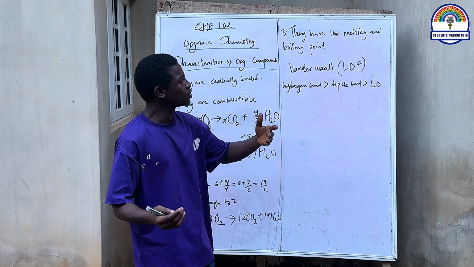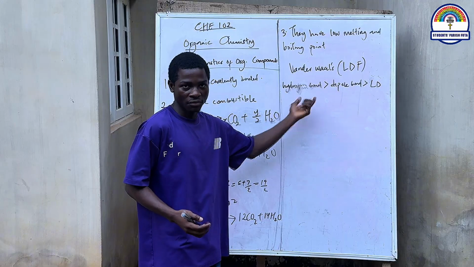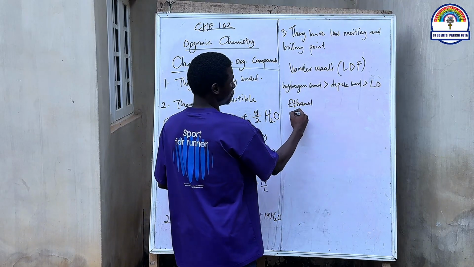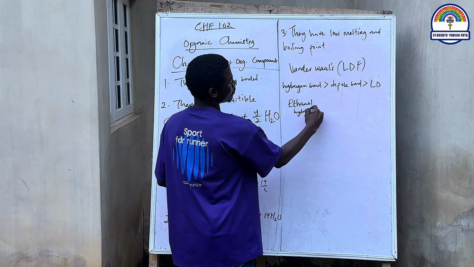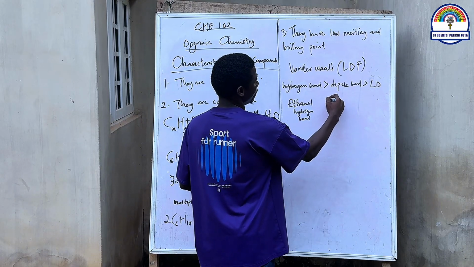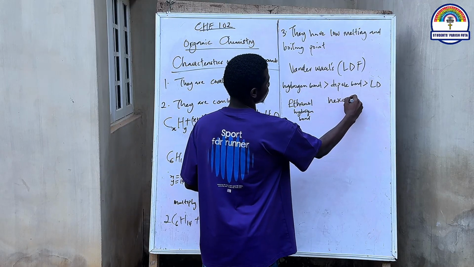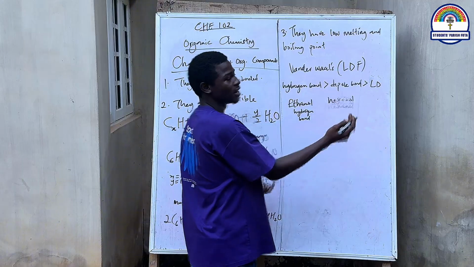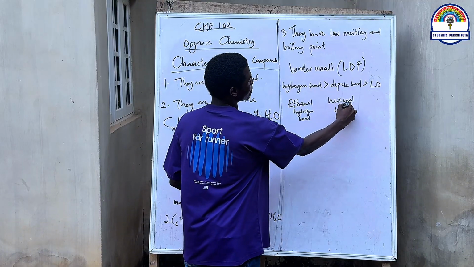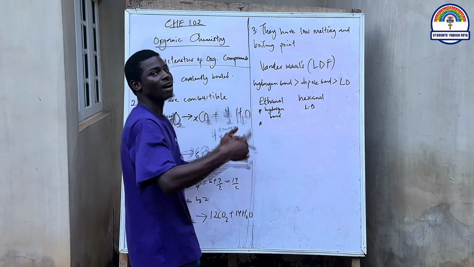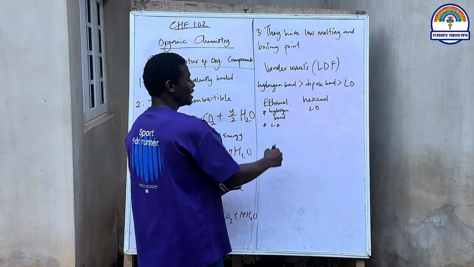It is only those amongst them that have hydrogen bond. For instance, let's take the like of ethanol. Ethanol has hydrogen bond in it. Let's take hexane. Hexane does not have hydrogen bond, so what is only in it is London dispersion force. But this one has hydrogen bond. And don't forget that all organic compounds have London dispersion force. So it has hydrogen bond, and it has London dispersion force.